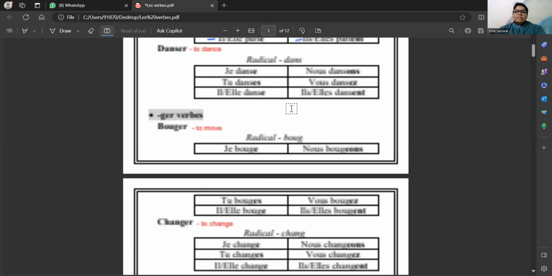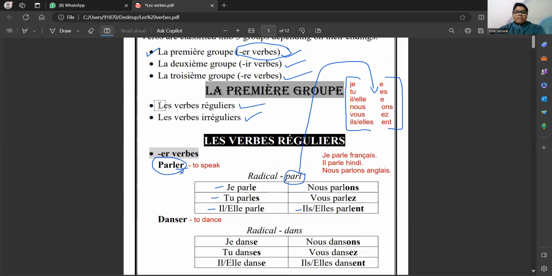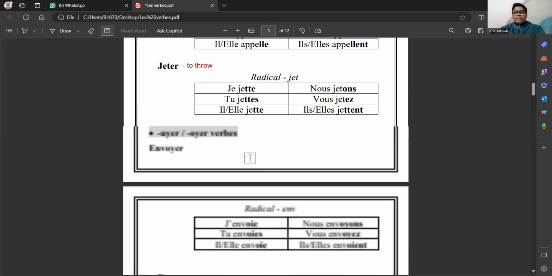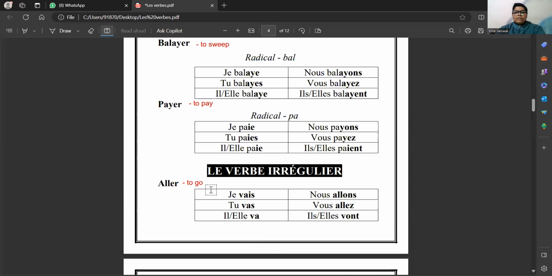See, in the starting, in the first group, I had told you there are regular and irregular verbs. So these were all regular ones going on. There is only one irregular verb in the first group, and that is aller. It doesn't follow the rule. See, the endings are not matching.